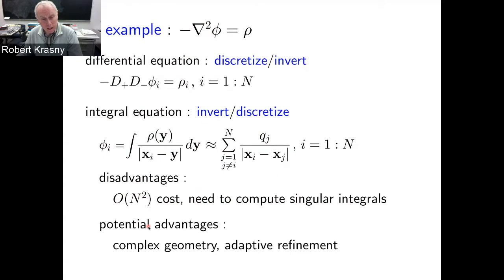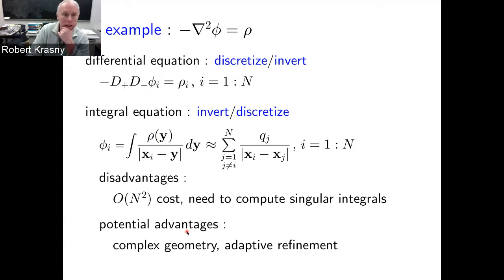There are potential advantages. The inversion is done analytically, and the potential advantages I would include are the ability to deal with complex geometry, say, more conveniently, as well as to do adaptive refinement. I say potential because we, meaning the people who work on integral equation-based approaches, are still in the process of realizing these potential advantages, but they are there.